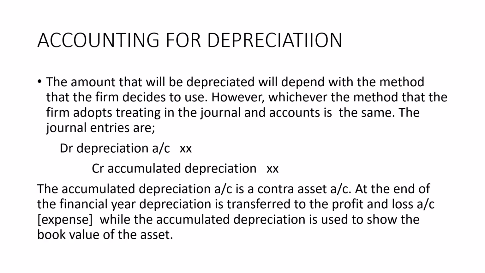So the journal entries are, you debit depreciation account with the amount that you have gotten as the depreciation. Then you credit the accumulated depreciation with the same amount. So you are saying the accumulated depreciation account is a contra asset account. At the end of the financial year, depreciation is transferred to the profit and loss account as an expense, where accumulated depreciation is used to show the book value of the asset.